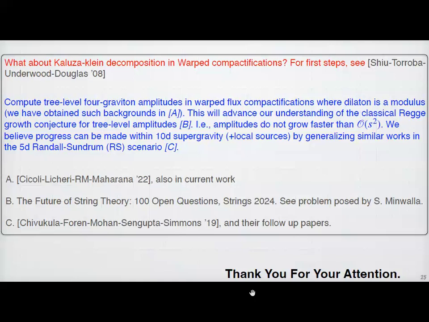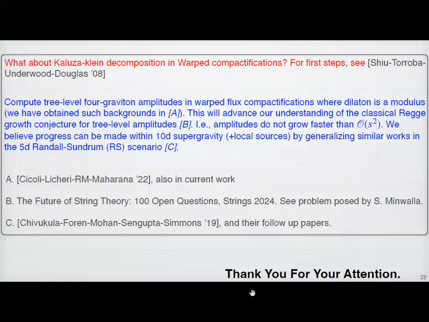And if we compute this, this will account for understanding of the classical Regge conjecture for tree-level amplitudes, because it has been listed in the 100 open questions by Minahan. Nobody knows that in warped compactification whether the amplitude goes faster than s squared or not. But if we have a KK decomposition, at least for the tree-level amplitudes, we can include the modes and see what the sum rules are.